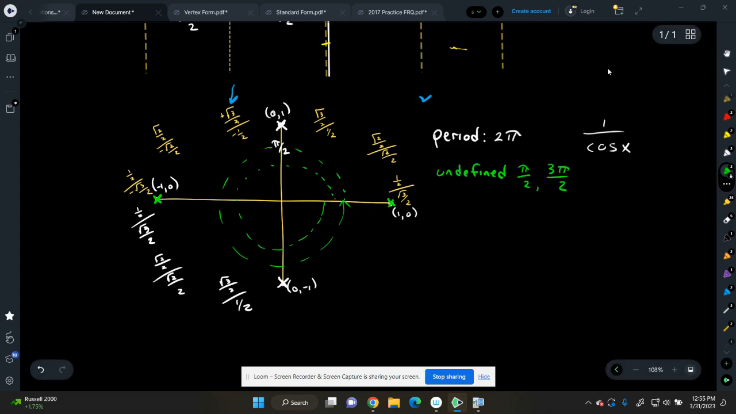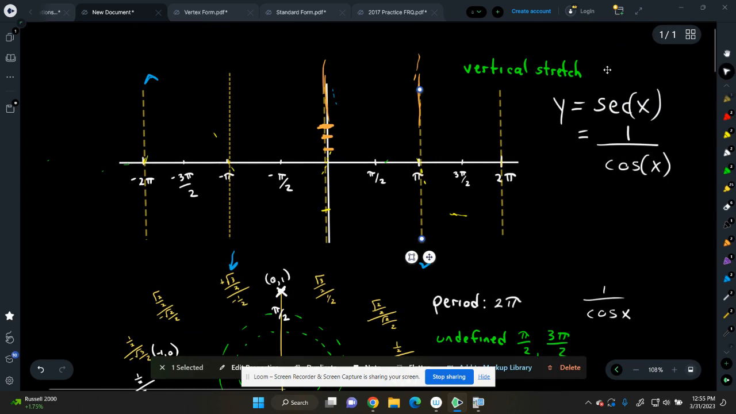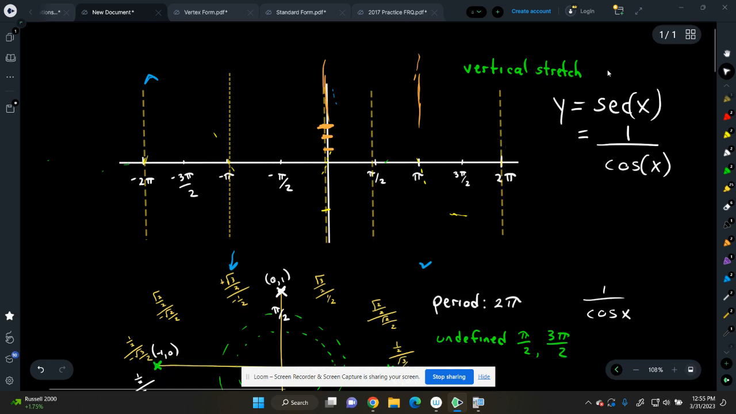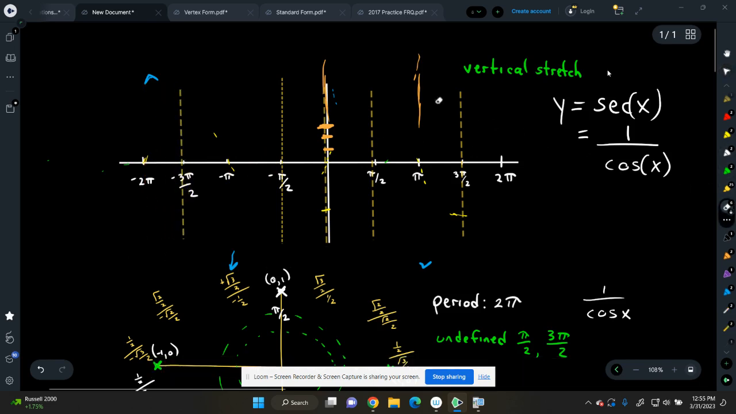All right, so right away we know we're moving our asymptotes. Got to move them again. So it's going to be undefined at x equals pi over 2 and at 3 pi over 2. Okay, and then it's going to be undefined here at negative pi over 2 and at negative 3 pi over 2. Okay, let me clean up my mess here a little bit.